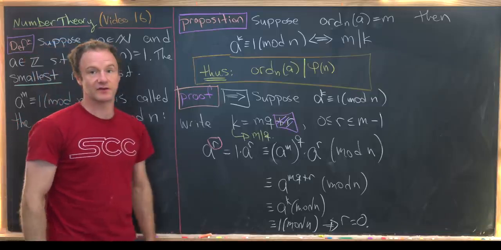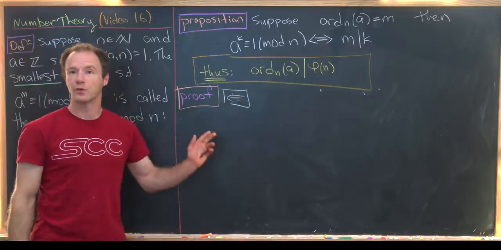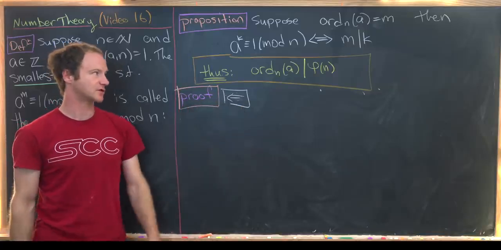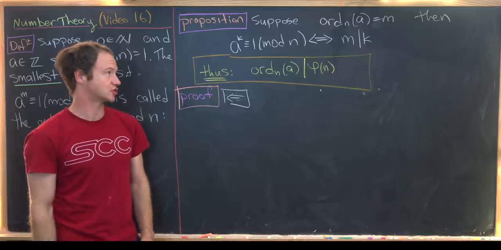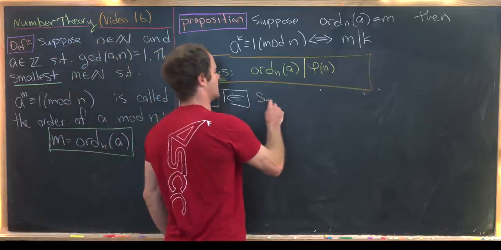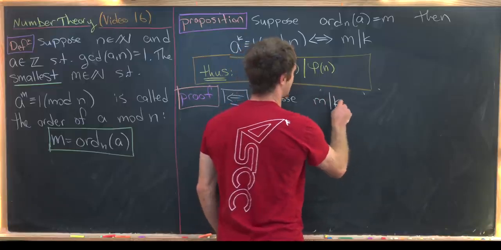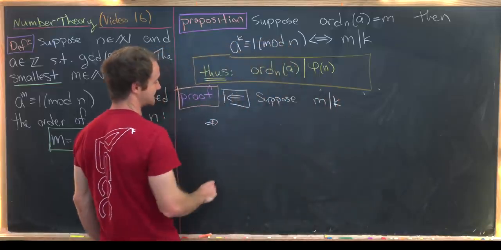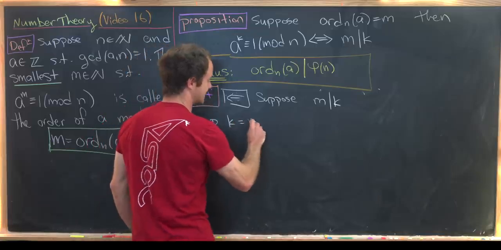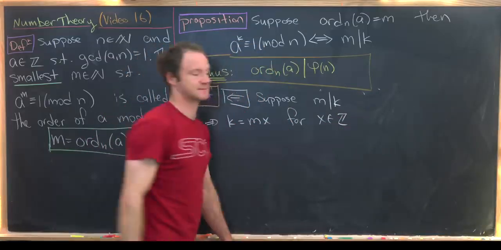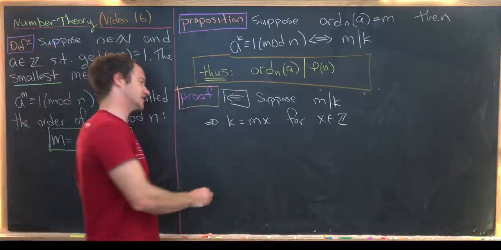So now let's look at the other direction. Okay, we finished the forward direction of the proof. Now we're ready to look at the reverse direction, which is actually quite a bit shorter. So let's suppose that we have this divisibility condition, m divides k. But what does that tell us? That means that k equals m times x for some integer x. And now we're essentially good to go.